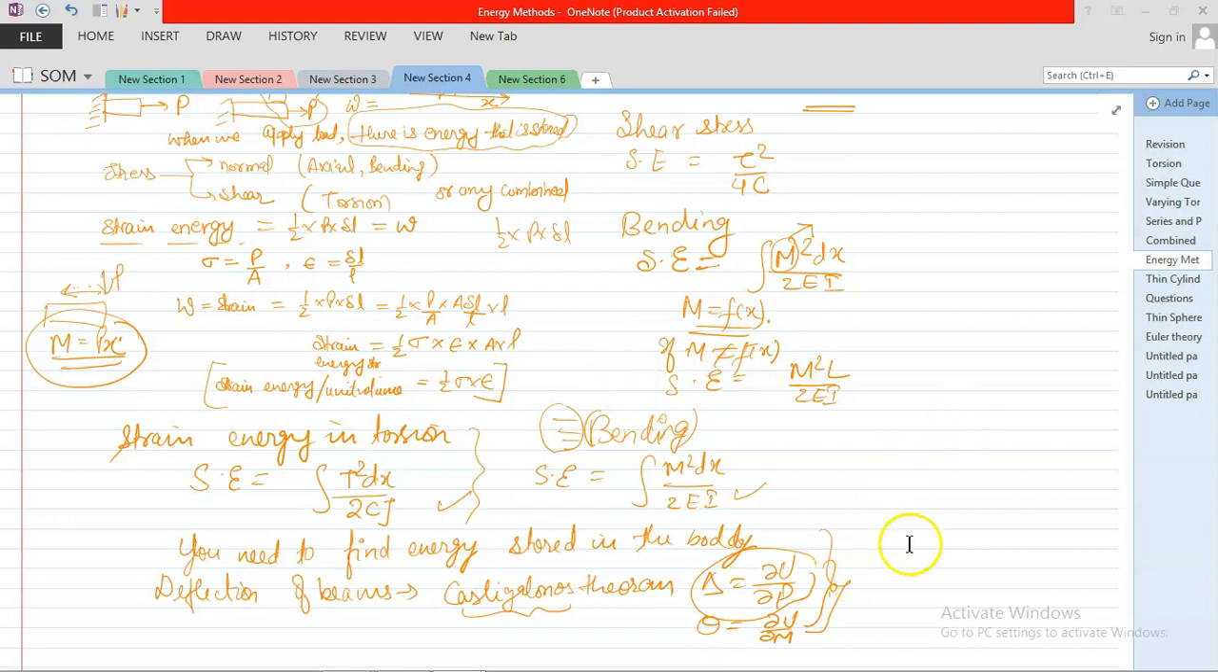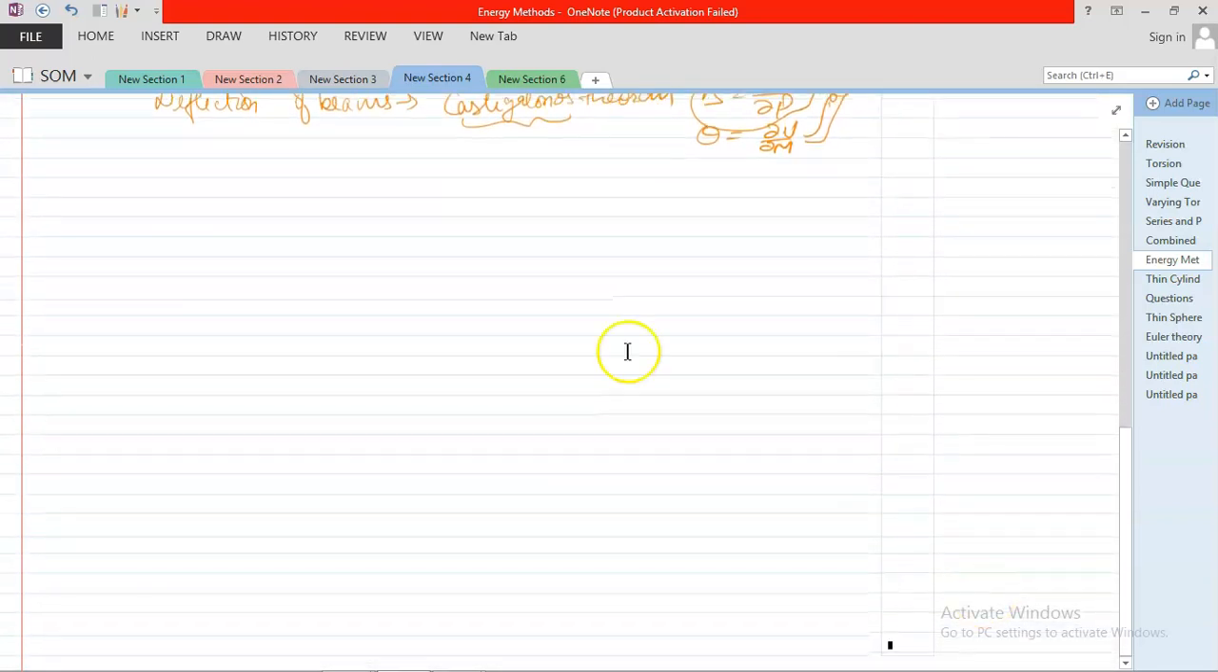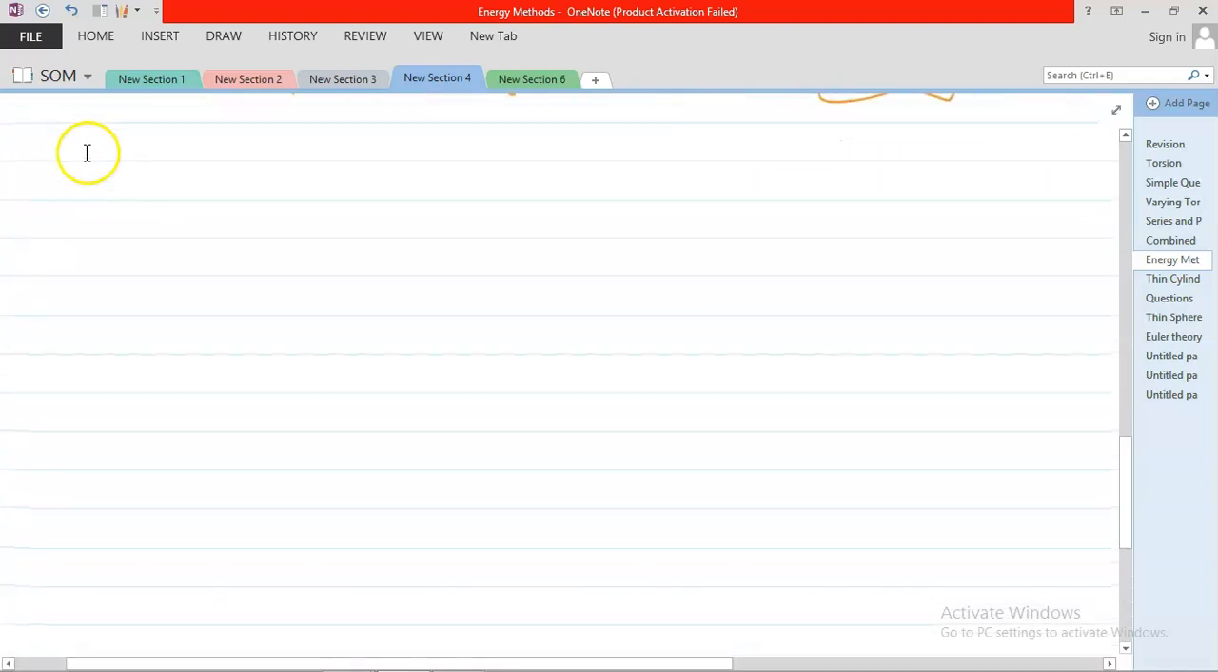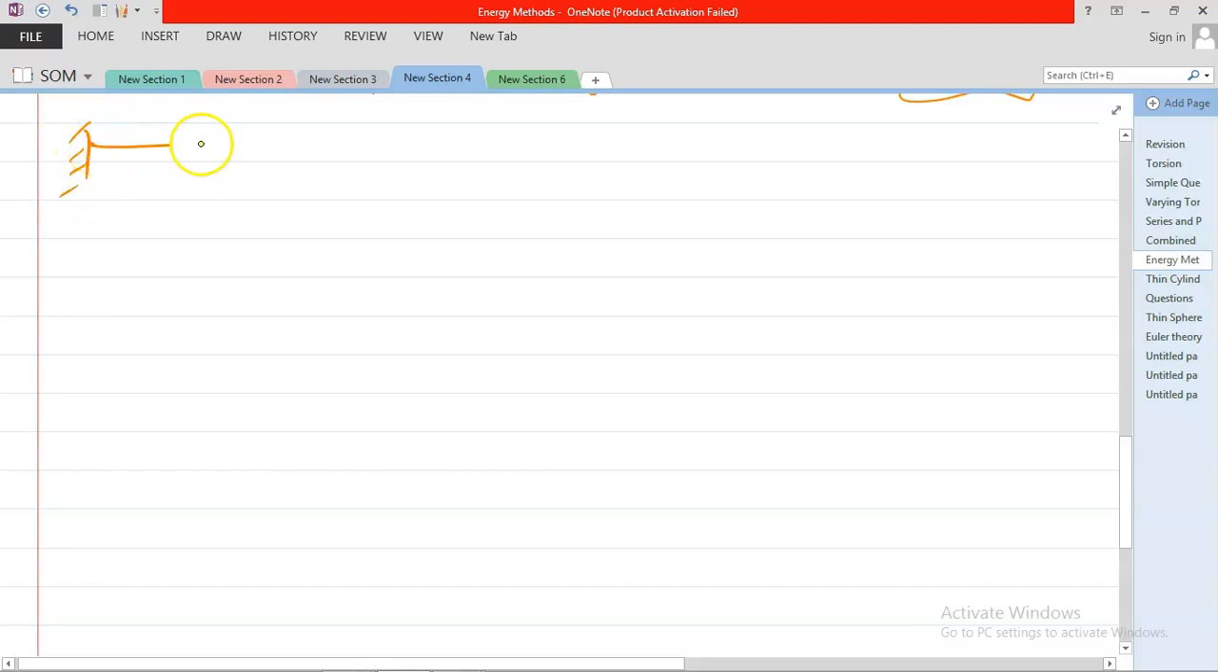Okay, I am going with the questions in this. So let's do the question for strain energy. I am giving you a question. Suppose this is a cantilever beam and a P load is applied.